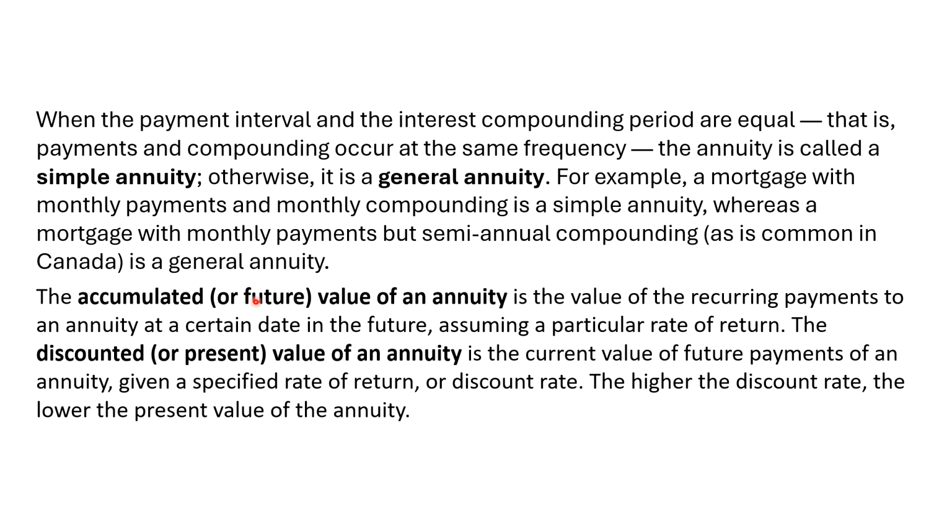The accumulated or future value of an annuity is the value of the recurring payments of an annuity at a certain date in the future, assuming a particular rate of return. The discounted or present value of an annuity is the current value of future payments of an annuity given a specified rate of return or discount rate. So we've already seen some concepts related to discounting, and we'll apply it again to annuities. The higher the discount rate, the lower the present value of the annuity.